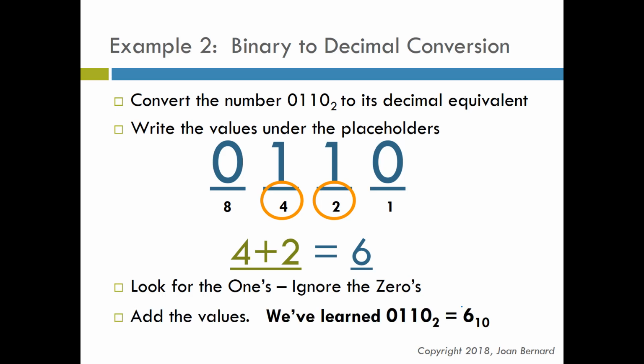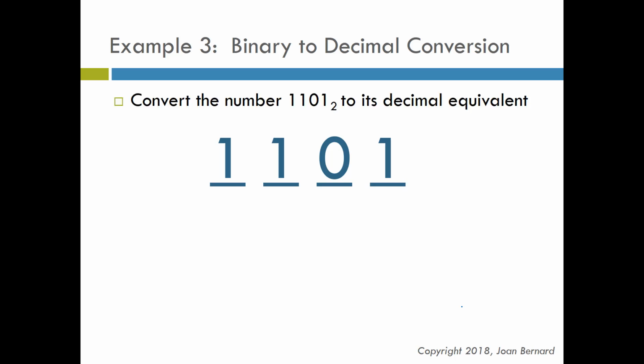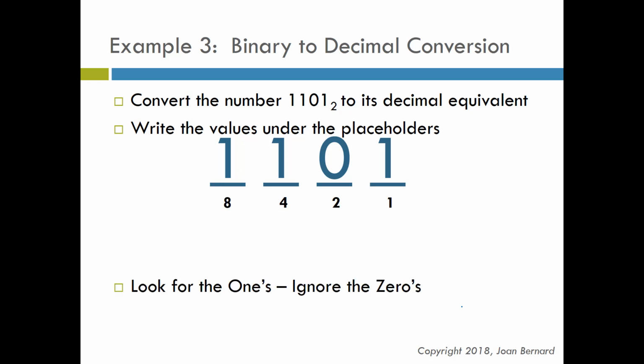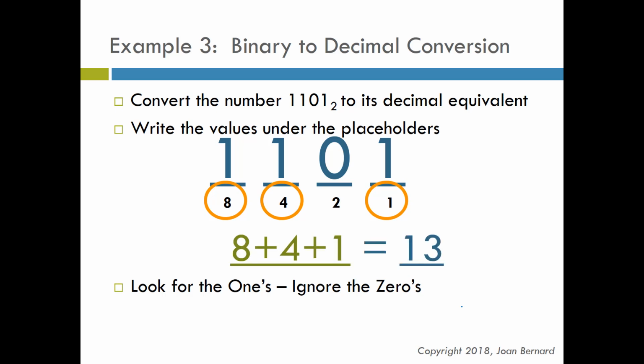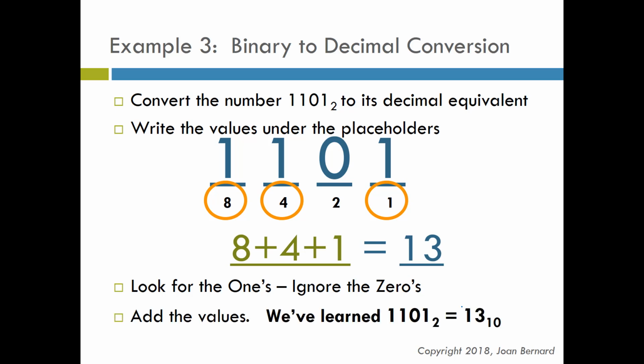All right, example number 3. Hopefully this is getting a little bit easier now. So convert this binary number 1101 to its decimal equivalent. Write the values under the placeholders. Look for the ones, ignore the zeros. In this case, we have 3 ones, 3 bits that are in the 1 position. So we have to do 8, 4, and 1. 8 plus 4 plus 1 is 13.